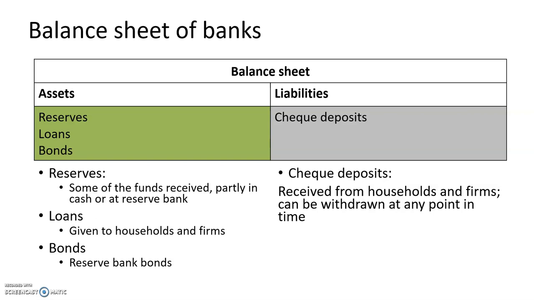Now let's look at the assets. Reserves. Banks keep as reserves some of the funds they receive. They are held partly in cash and partly at the reserve bank. Then we have loans. These loans are given to households and firms. And lastly, bonds. And here we speak about reserve bank bonds.